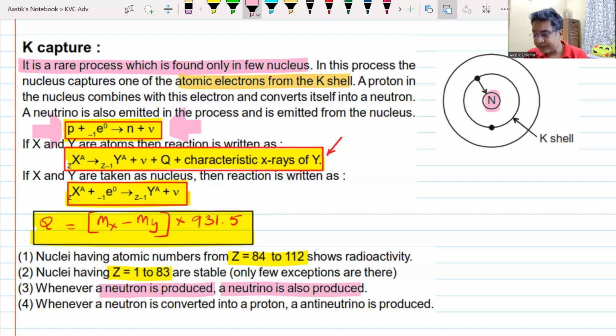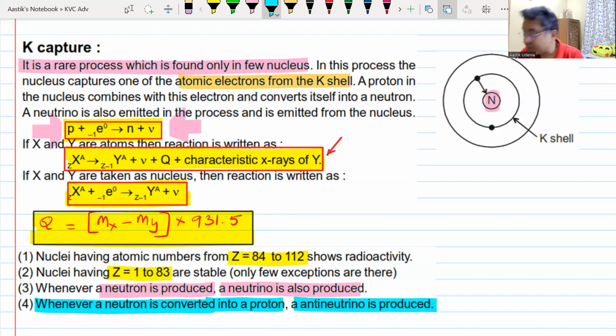This is what I tell them. Whenever a neutron is produced, a neutrino is also produced. Whenever a neutron is converted into a proton, an antineutrino is produced. And therefore, we have an antineutrino produced in beta minus decay. Do we understand this? I'll give you 2 minutes to note this down. Very important results.